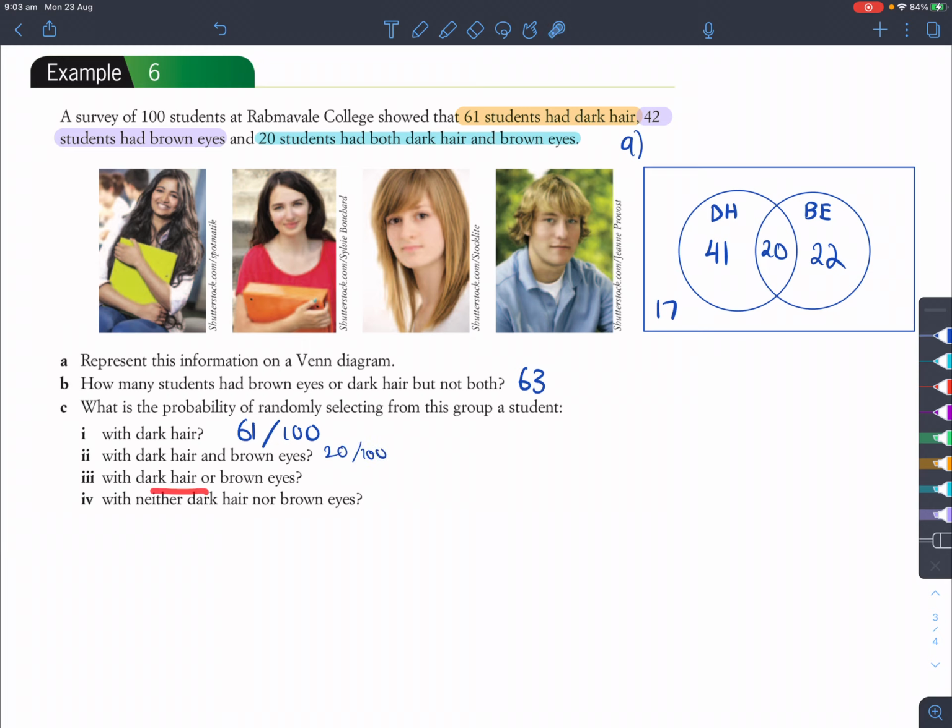For part 3, with dark hair or brown eyes, this includes everything within the two circles. This includes both and the number of students who have only dark hair and only brown eyes. So if you add those three numbers together, you should get 83. So the answer for this one would be 83 students out of 100 satisfy that condition. Now, if you have neither dark hair nor brown eyes, so you don't have either of them, that includes just the people here on the outside of those two circles, which is 17 out of 100.